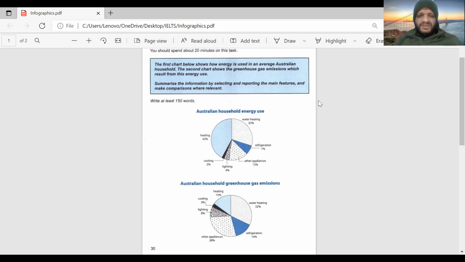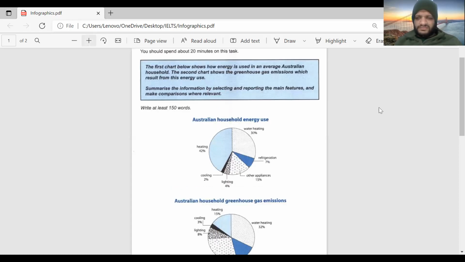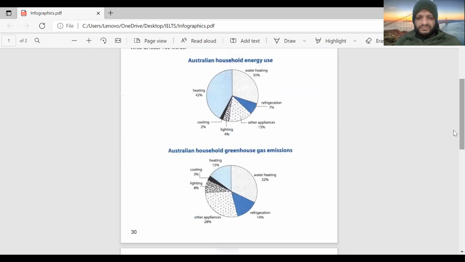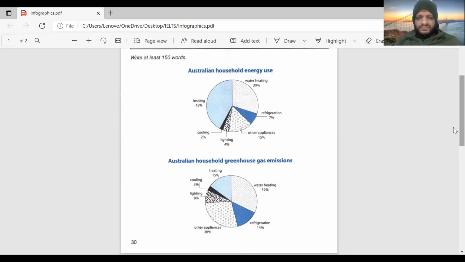So the first chart below shows how energy is used in an average Australian household. The second chart shows the greenhouse gas emissions which result from this energy use. And if you see, the categories are the same, I guess.